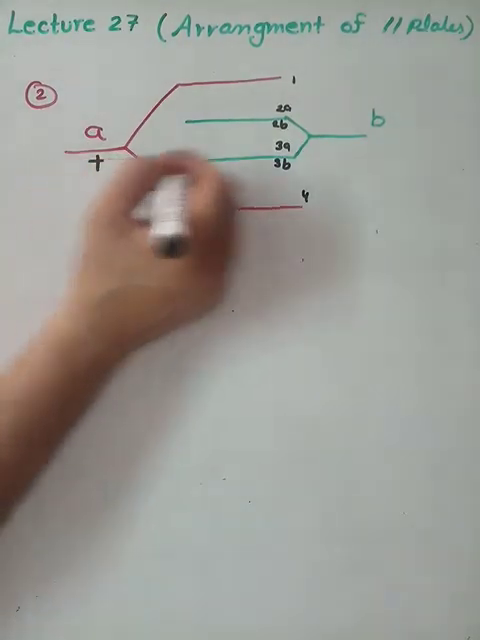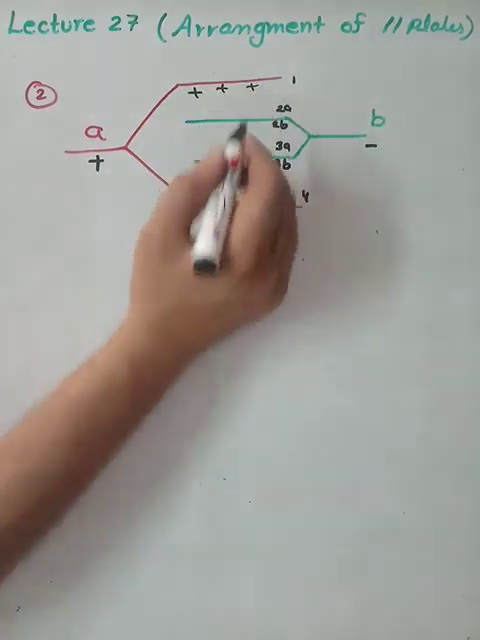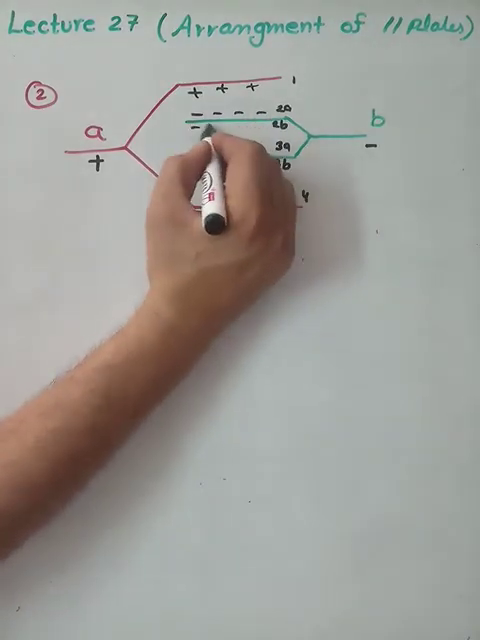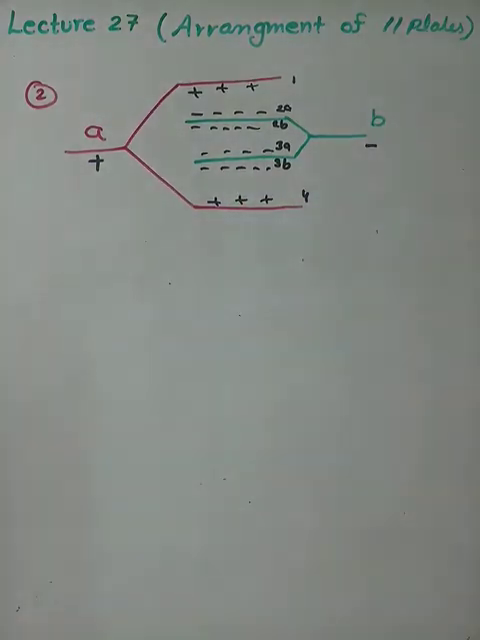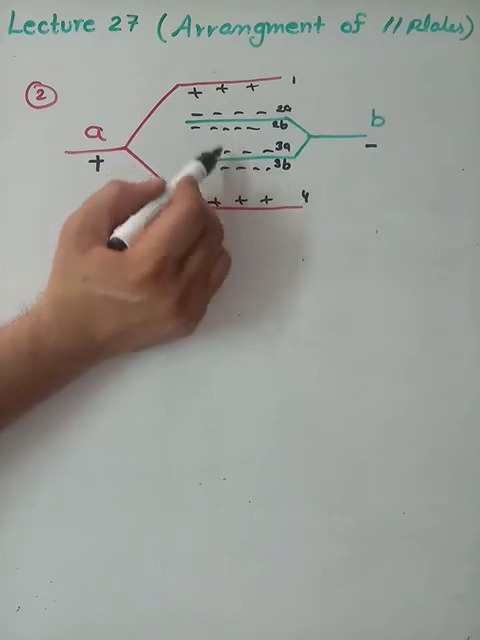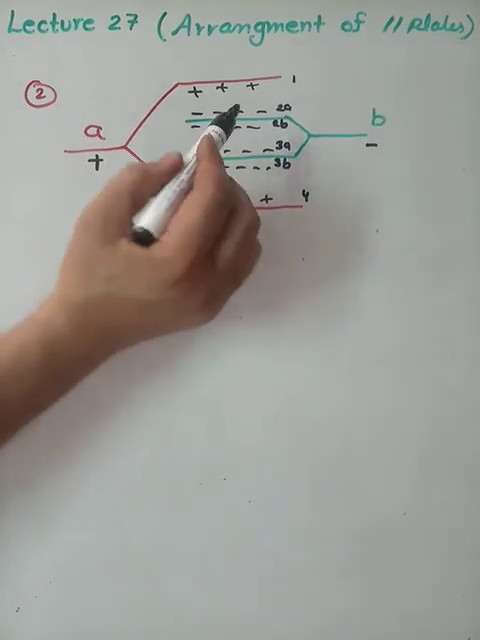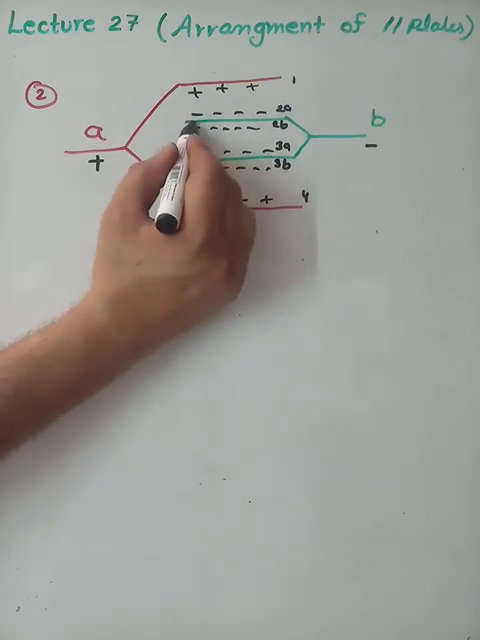Suppose A is taken as positive and B is taken as negative. Therefore, this is positive, this will also be positive. This will be negative, here it is negative, here it is negative, here it is negative. Now between 2B and 3A, you will find that both the plates are negative, therefore it does not form a capacitor. It will not form any capacitor, therefore we can ignore this inner portion. This inner portion can be neglected.